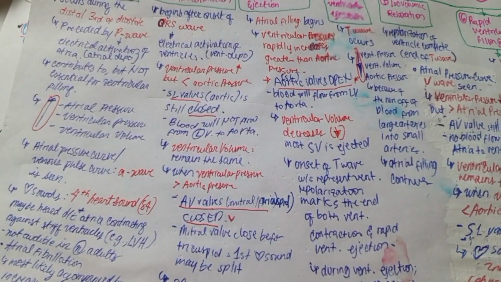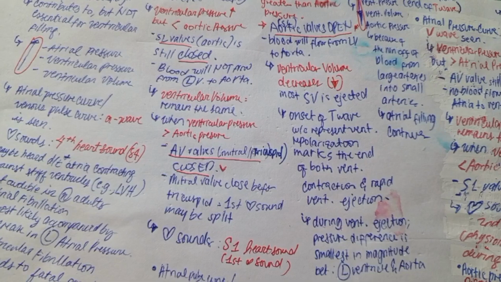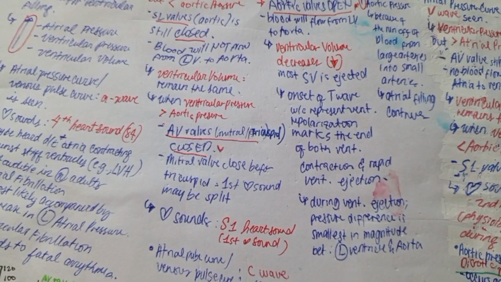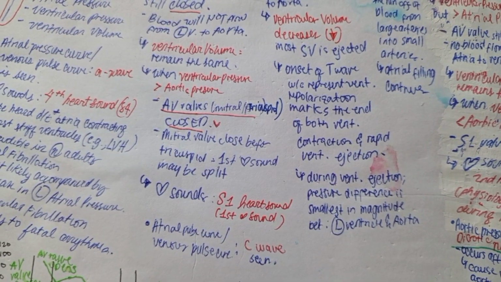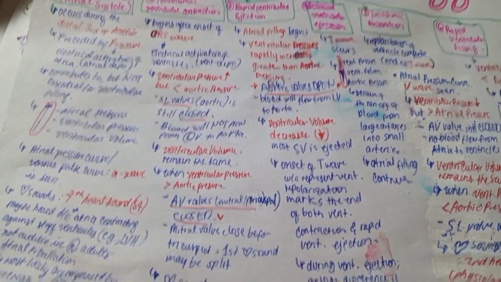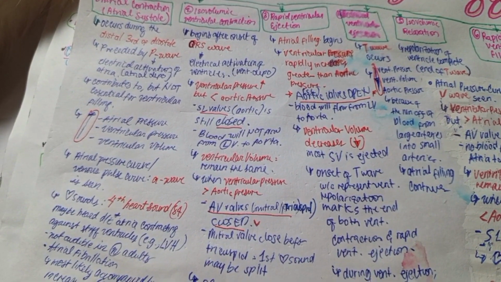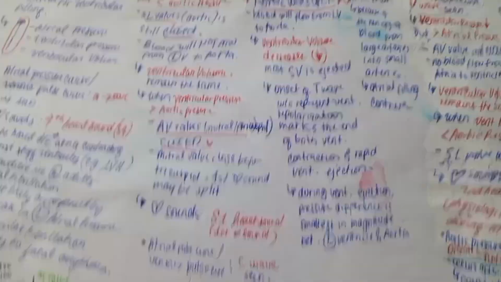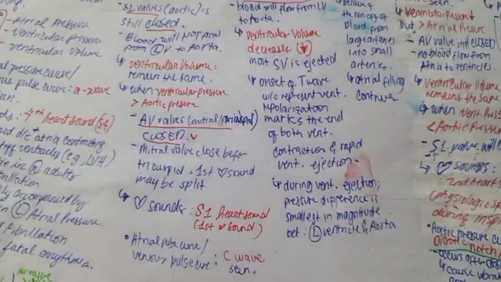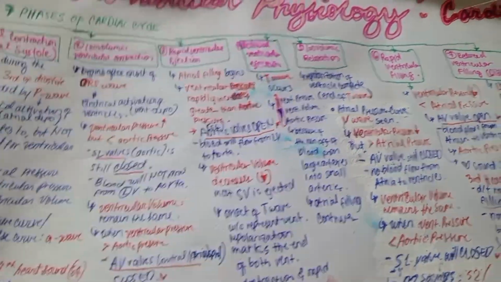So remember that during the isovolumic ventricular contraction, the heart sound we can hear is the S1, or the first heart sound. And what we can see in the atrial pulse curve during isovolumic ventricular contraction is the C wave. In contrast to the atrial contraction, where what we can see in the atrial pressure curve or venous pulse curve is the A wave, here in isovolumic ventricular contraction, the C wave can be seen. The next phase is the rapid ventricular ejection.